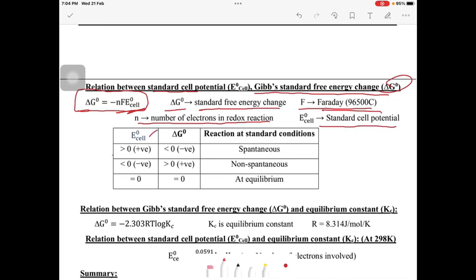E naught cell greater than 0, that is positive, means delta G less than 0, negative, then the reaction is spontaneous. When E naught cell is less than 0, negative, then delta G naught is greater than 0, positive, the reaction is non-spontaneous. When E naught cell is equal to 0, delta G naught is also equal to 0, then the reaction is in equilibrium.